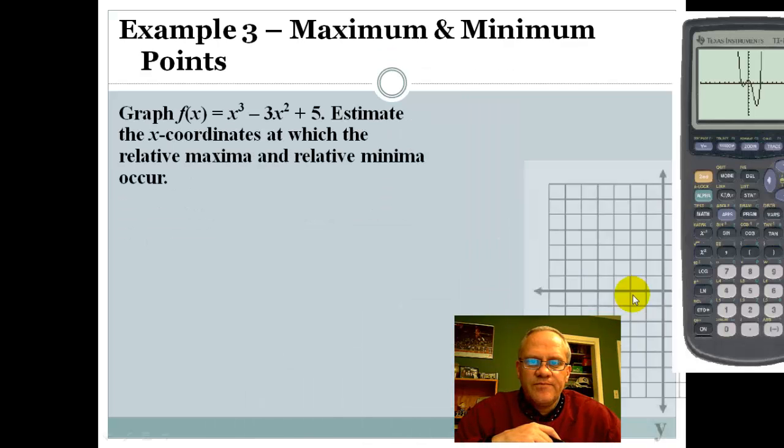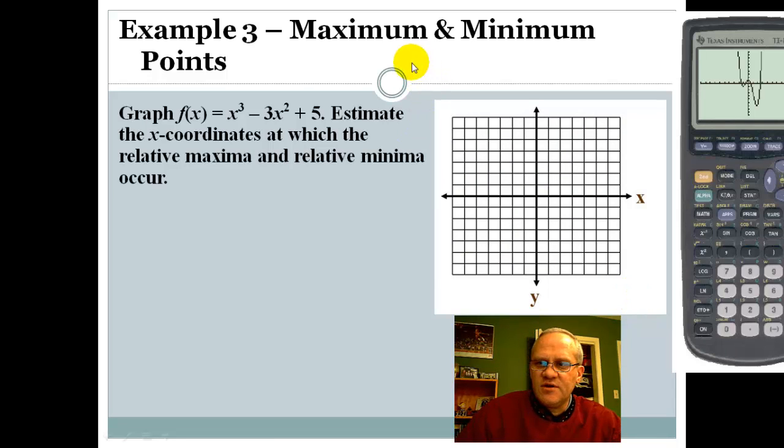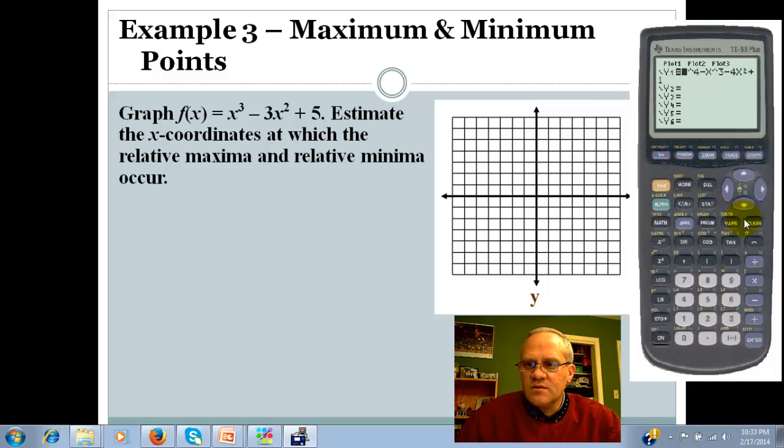Okay, so here's example number 3, maximum and minimum points. All right, so again, if you haven't figured out by now, we're going to type this into our calculator. Let me drag it a little closer here. So we're going to y equals, clear that, x raised to the 3rd power minus 3x squared plus 5. All right, second function table.